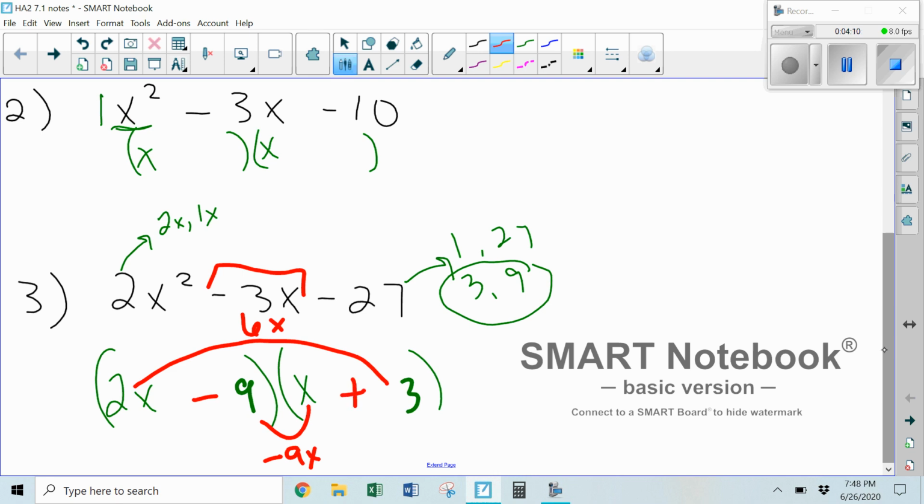And I could always check my answer, so let me go ahead and rewrite it over here. 2x minus 9, x plus 3. When I distribute, there's my 2x squared.